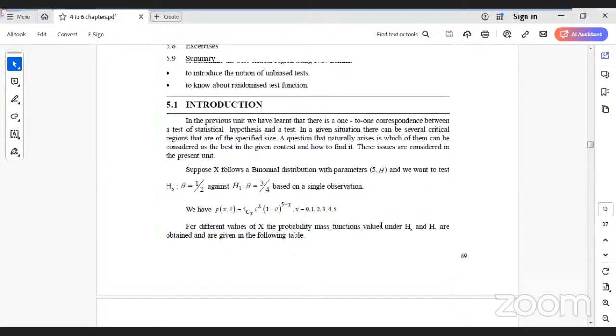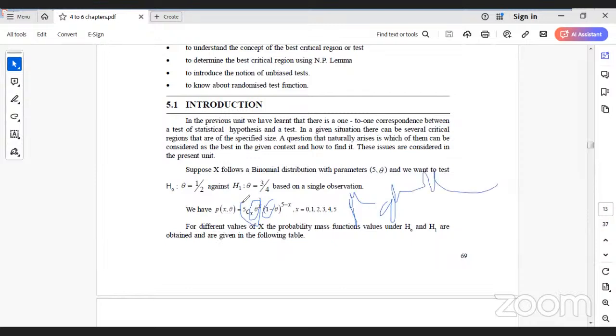So P(x, theta) is nCx theta to the power x times (1 minus theta) to the power n minus x, that is, p to the power x and q to the power n minus x. This is a fundamental formula. Here x takes the values 0, 1, 2, 3, 4, 5 and so on.